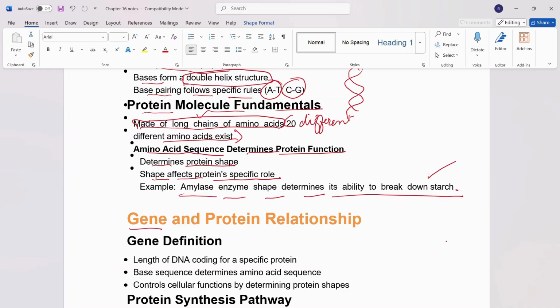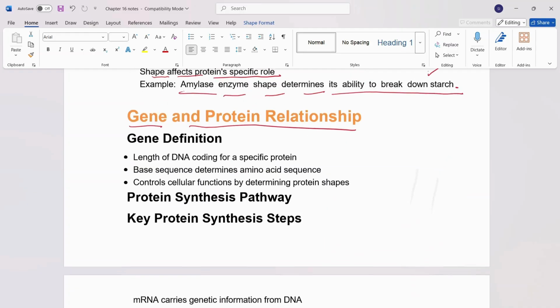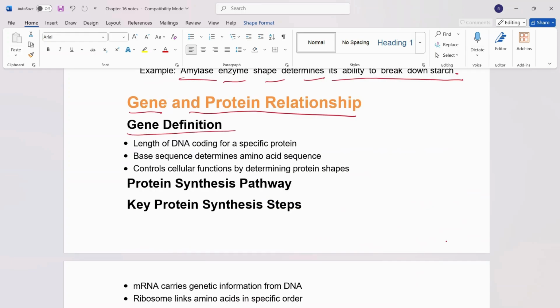Alright, now let's talk about the gene and protein relationship. Gene definition: a gene is a length of DNA coding for a specific protein, number 1. Number 2, base sequence determines amino acid sequence, remember. And then number 3, it controls cellular functions and determines protein shape.